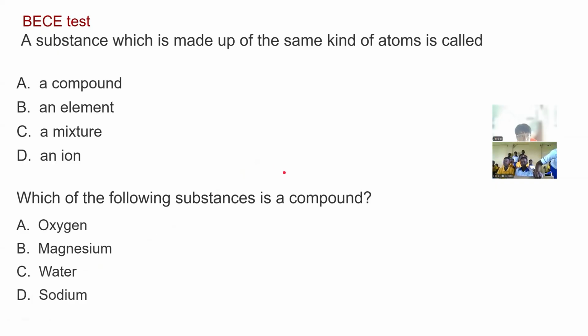Element. I heard A, maybe a compound, but here, did you say A? B. Yes, that is right. The answer is B. You're correct.